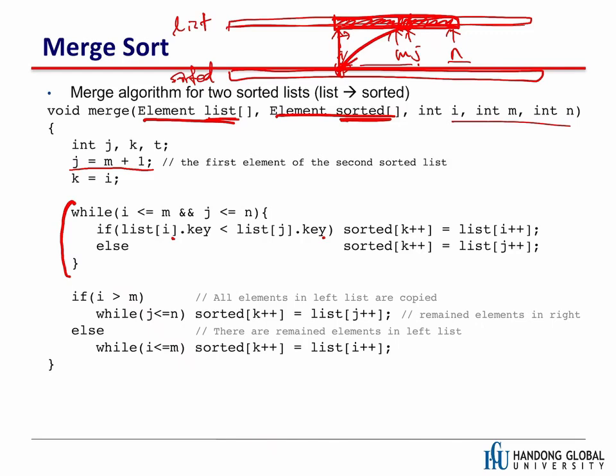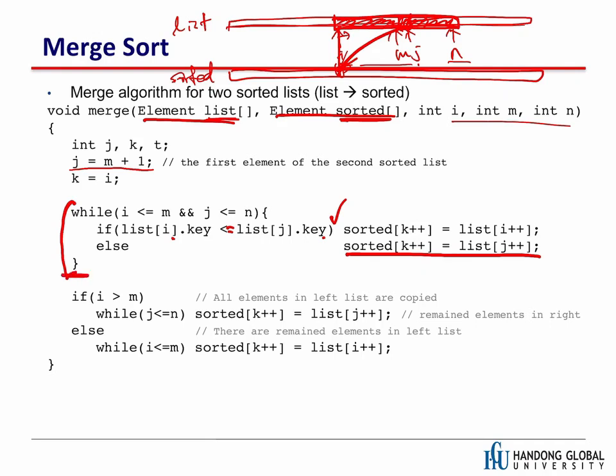So in this case, what if I's key and J's key are the same? Then we copy J. Or if you want, you can have this equality here, so that in this case it would be stable. But without this equality, this algorithm is not stable.